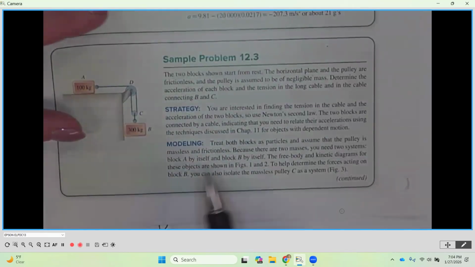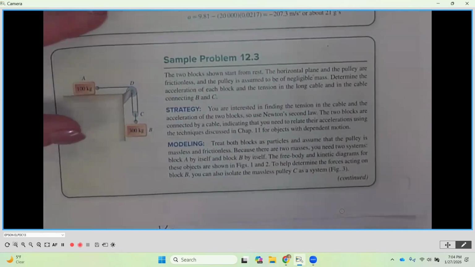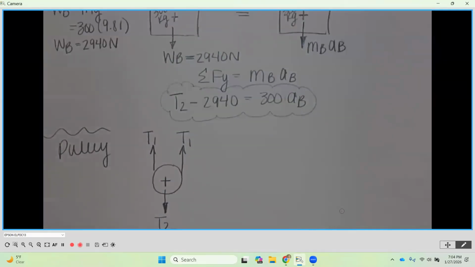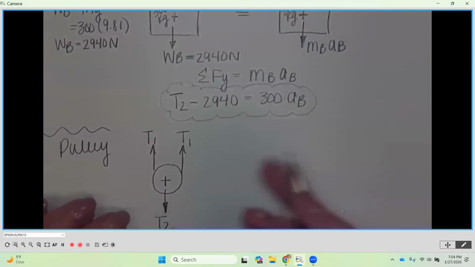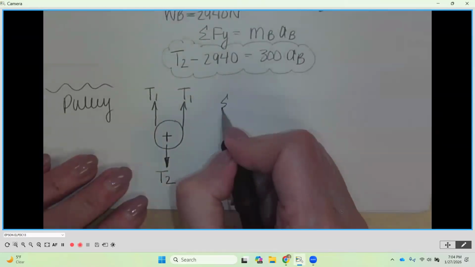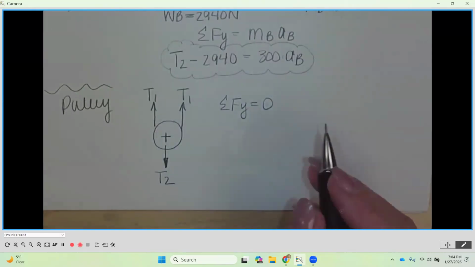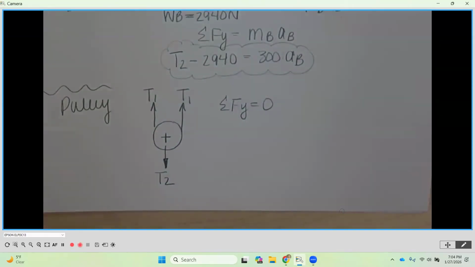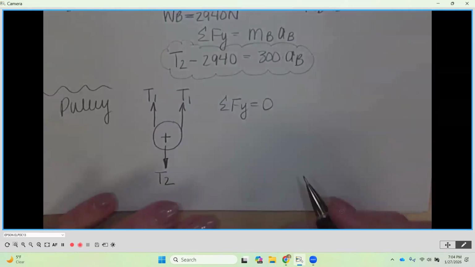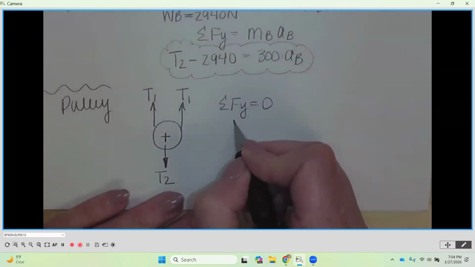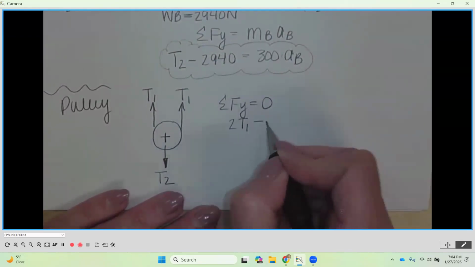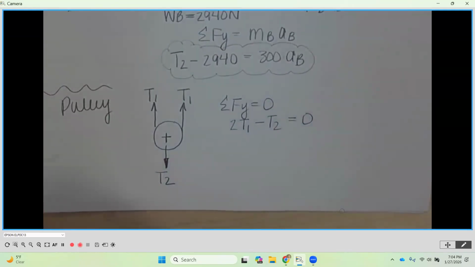Now they're telling us that the pulley's weight is negligible, so we're not worried about its mass or anything like that. That means we're not going to set it equal to anything. This is just going to be a sum of the forces in the Y equals 0, because it's considered not moving, since the problem told us its mass was negligible. So mass would be 0, and even if it was moving, multiplying by an acceleration, it's 0. So when we look in this direction, we're going to have 2T1 minus T2 is equal to 0.